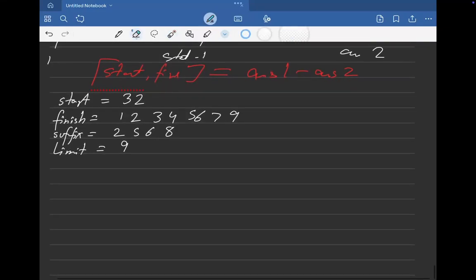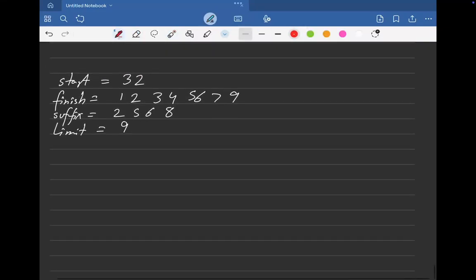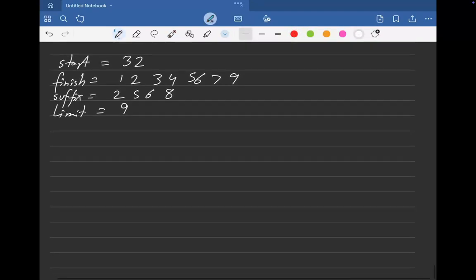So I have this. Let's calculate it for this value. I will create a tree for this. Since I have 1 2, how many slots do I have? 1 2 3 4 5 6 7 8. I have 8 slots, and my last digit should be 2 5 6 and 8. This is my suffix. I have to create values for this.